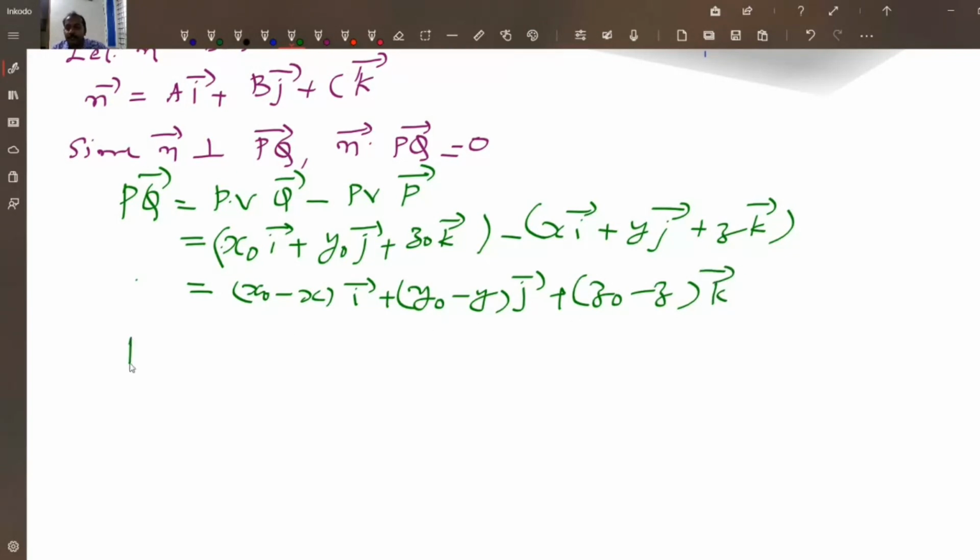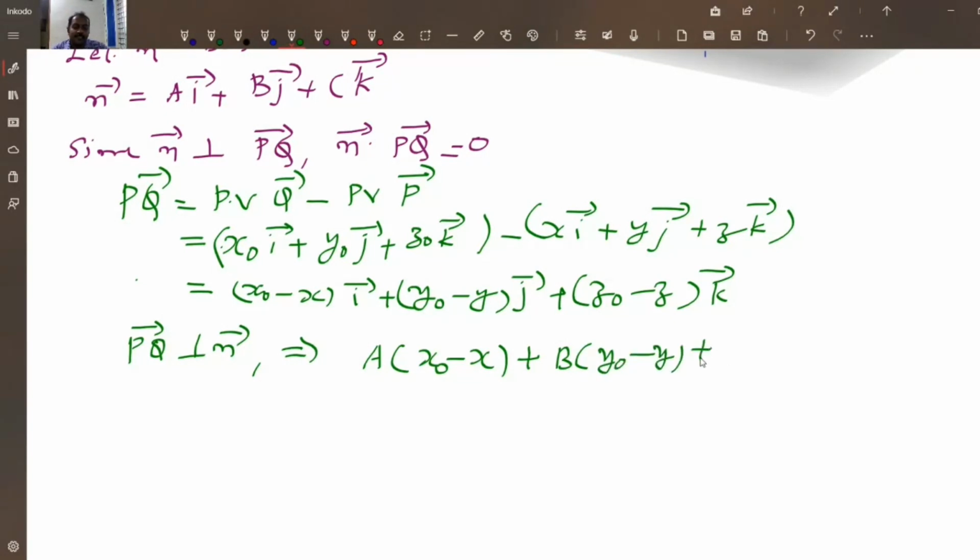And you know PQ is orthogonal to n. So this implies n dot PQ equals 0. You know how to take the dot product. So I am just writing a into x naught minus x plus b into y naught minus y plus c into z naught minus z. This is equal to 0.